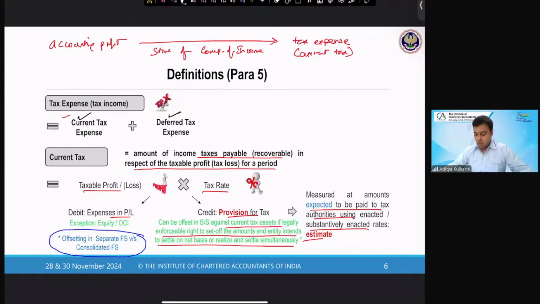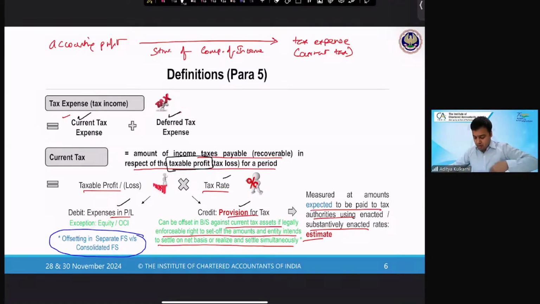So this is straightforward. Whatever is your income tax payable or recoverable in respect of the taxable profit, it is talking about taxable profit. That means your net taxable income as per the statement of total income. So how do we calculate that? Taxable profit multiplied by the applicable tax rate. What will be the entry for this? You will debit the current tax expense in your P&L, and you will credit provision for tax.